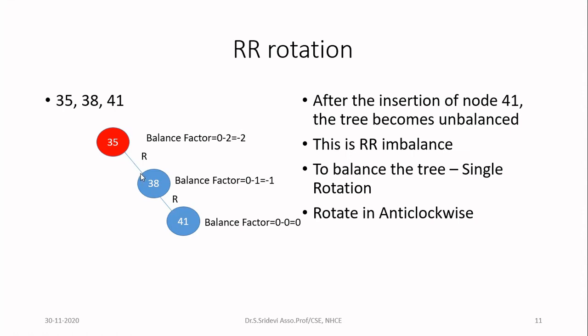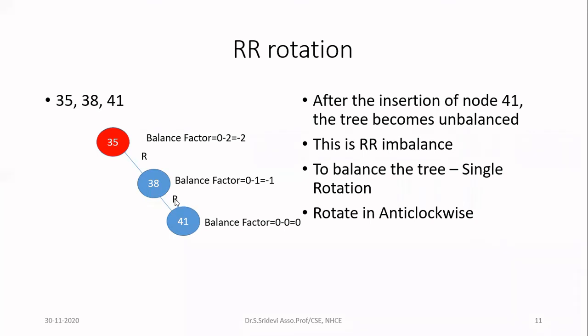I have to check in which subtree I have this link with respect to 35. With respect to 35, this link is the right branch, so I am giving the letter as R. Then consider the next node 38. Now with respect to this subtree, where is your new node? It is here. So again it is in the right branch.